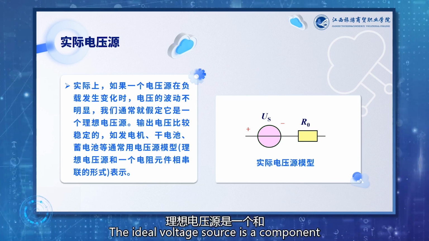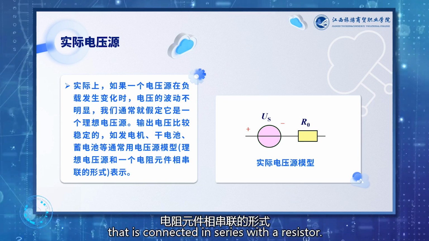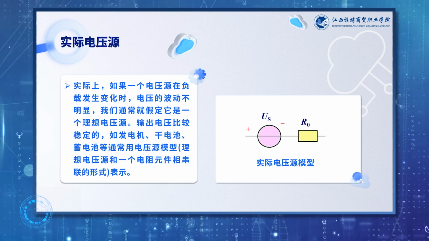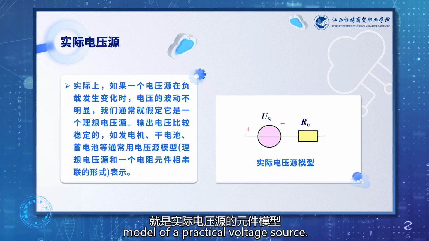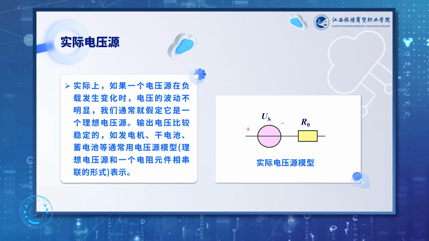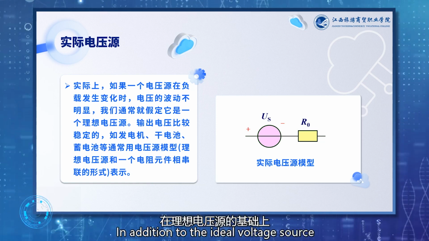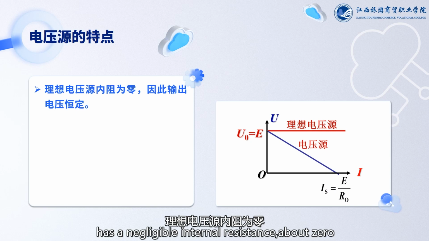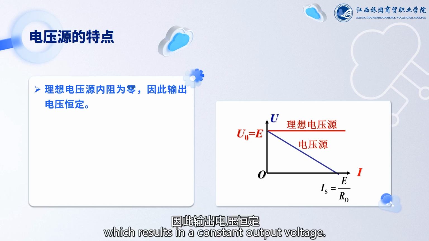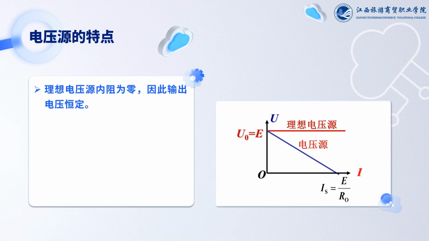The practical voltage source is an ideal voltage source connected in series with a resistor. The diagram we see below represents the component model of a practical voltage source. In addition to the ideal voltage source, a series resistor R0 is added. The ideal voltage source has a negligible internal resistance, about 0, which results in a constant output voltage.